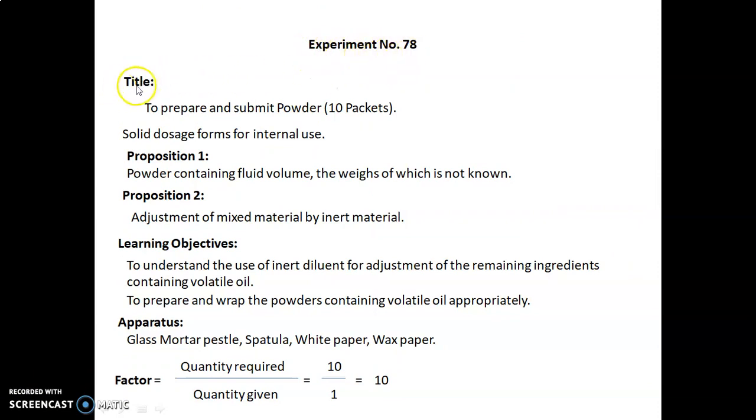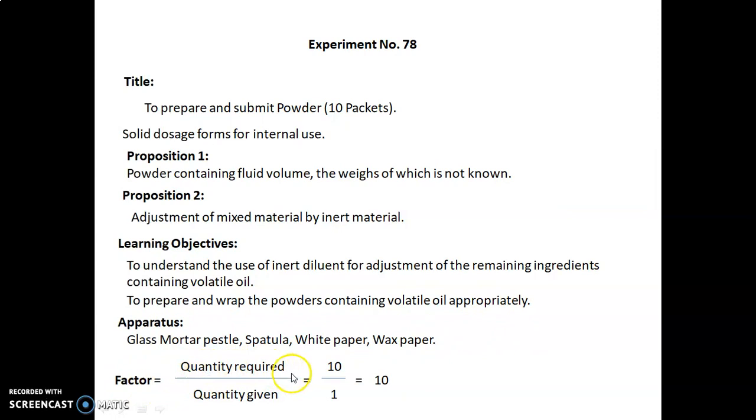Experiment number 78. The title of this experiment is to prepare and submit the powder, 10 packets. In this we are going to study solid dosage forms for internal use. Proposition 1: powder containing fluid volume, the weight of which is not known. Proposition 2: adjustment of mixed material by inert material. Learning objectives are to understand the use of inert diluent for adjustment of the remaining ingredients containing volatile oil, and to prepare and wrap the powder containing volatile oil appropriately. Apparatus required are glass mortar, pestle, spatula, white paper, wax paper.